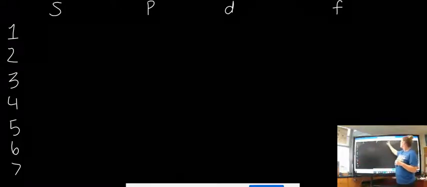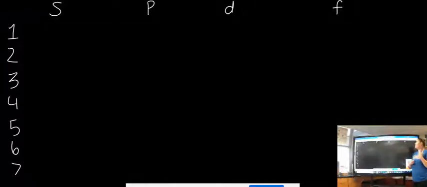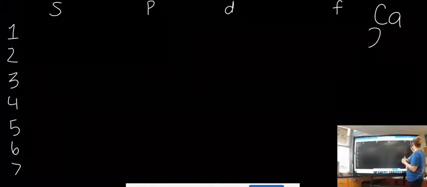Right, so today we're going to talk about doing electron configuration. The first thing that you want to do is label your paper 1 through 7 for the different energy levels, and then S, P, D, and F orbitals. Now I want to select an element. Let's say we're doing calcium, and calcium has 20 electrons.